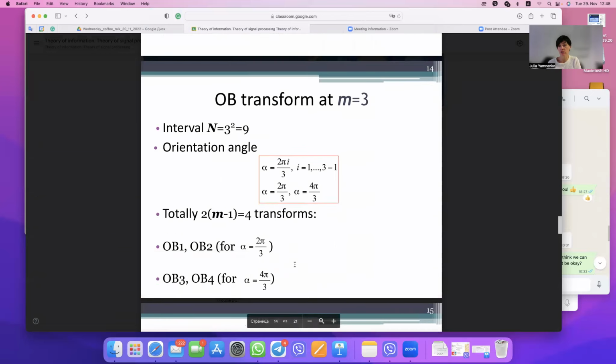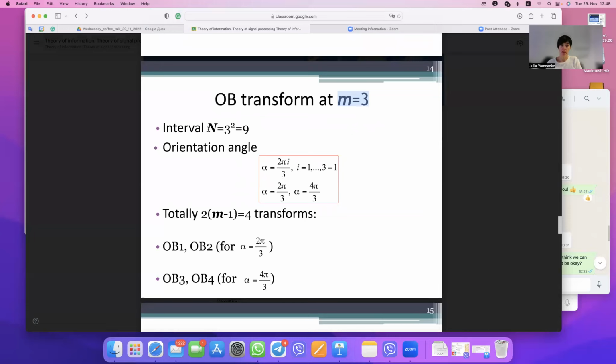So this method is very, very flexible and could be changed. This or that modification could be chosen for a concrete task. And then let's go further. Let's have a look at what happens if we choose the base of the counting system m equal to 3.